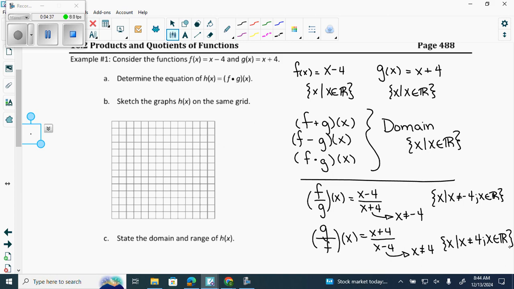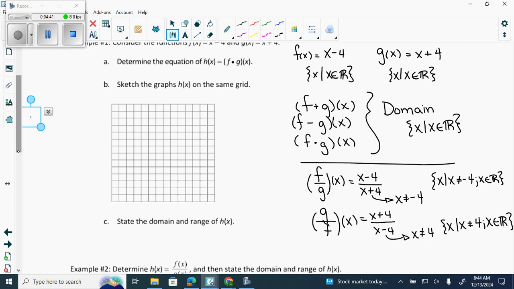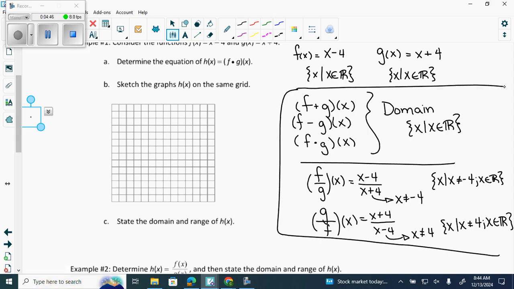So for this one, we want to state the domain. This is like a little caveat, right? We want the domain of this f times g of x. So the domain we said was x is an element of the reals. And how do we get the range? Well, we have to get the function first.